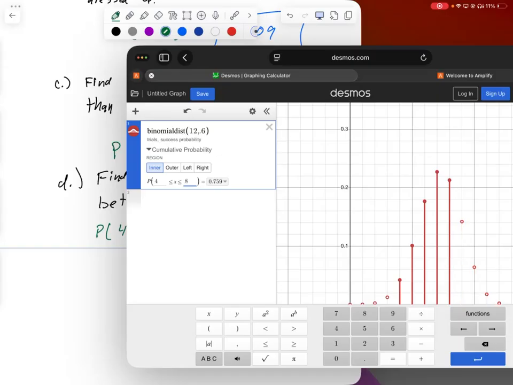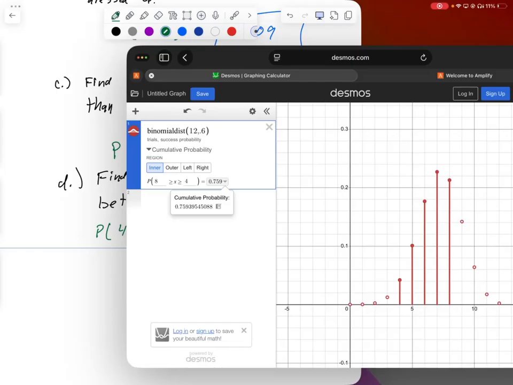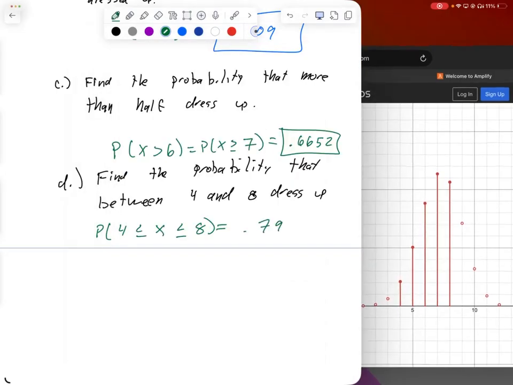Now, something to note here. What happens if you wrote it as 8 first? If I did 8 and then 4, the graphing calculator is smart enough that it'll flip the inequality symbols for you. So it knows it's between. That's why inner means between. So the answer here is 0.7593.